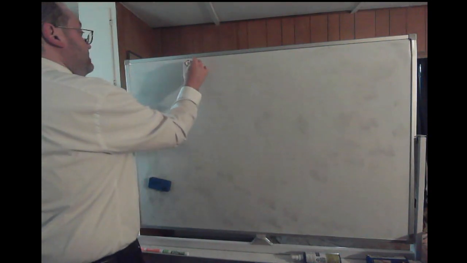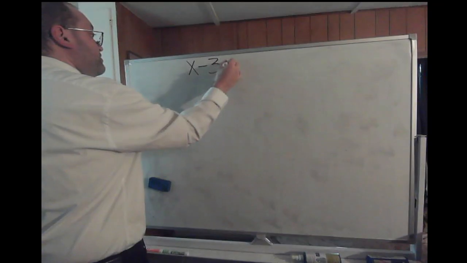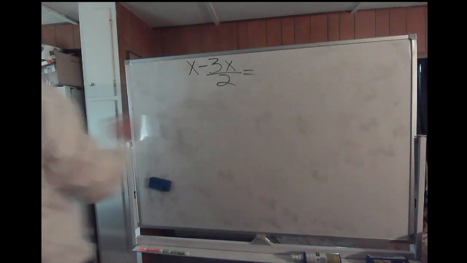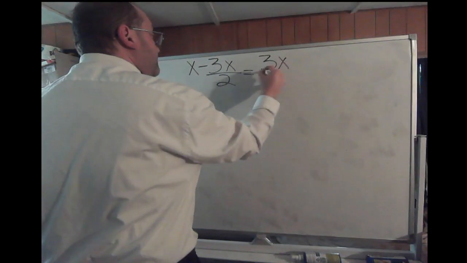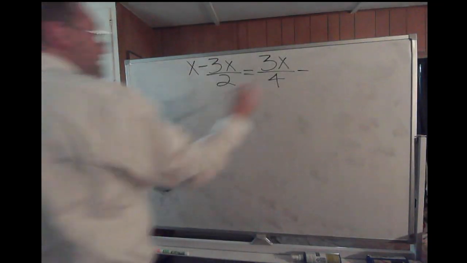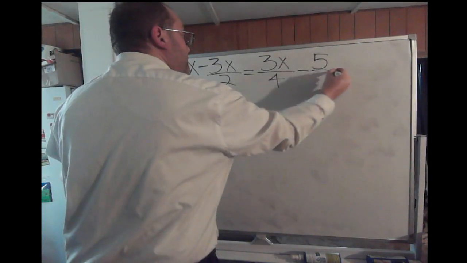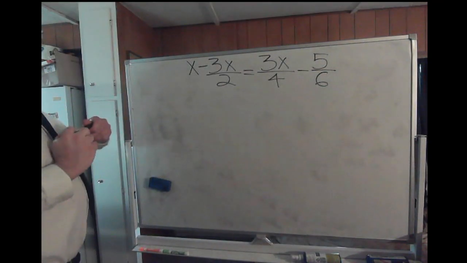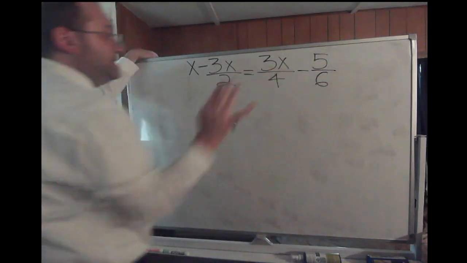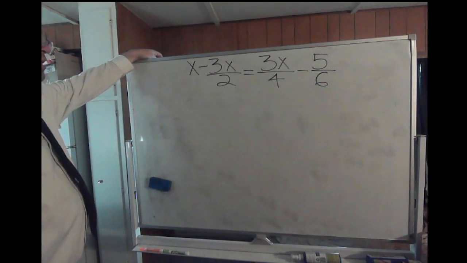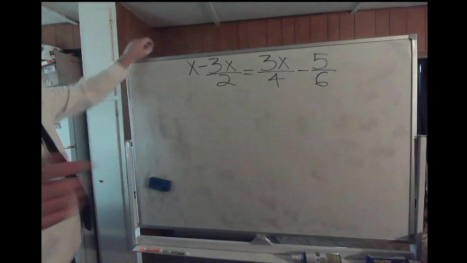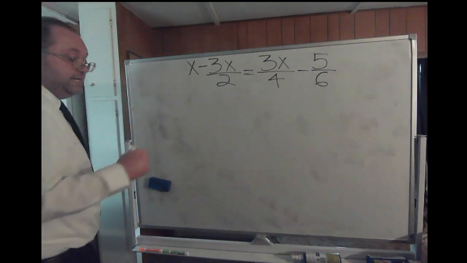Okay, let's see. We have x minus 3x over 2 equal to 3x over 4 minus 5 over 6. So we really have 4 denominators. We've got a denominator of 1 with that x term. We've got denominators of 2, 4, and 6. Well, what is the least common denominator between 2, 4, and 6? I'm going to say 12. 12 would actually be the least common denominator.